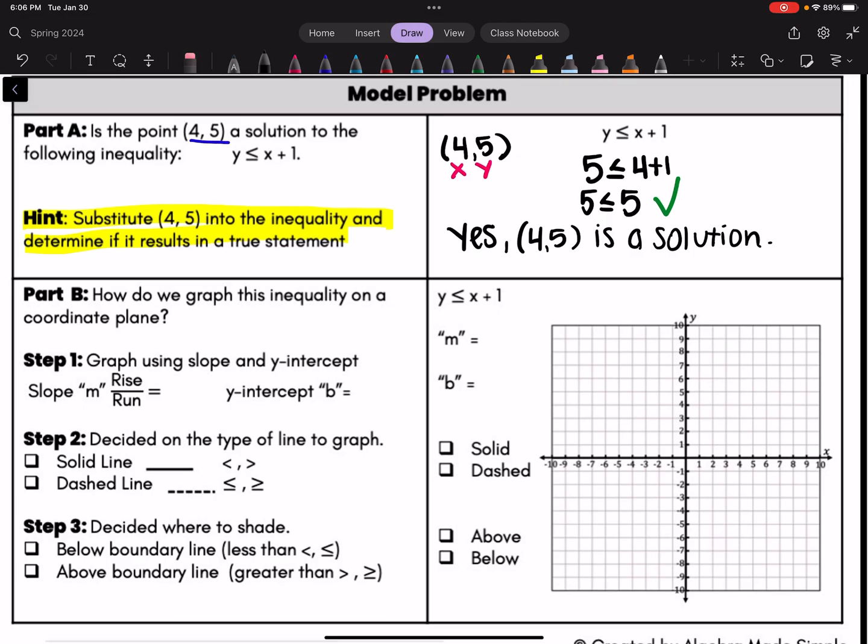So now let's go ahead and take that same inequality, y is less than or equal to x plus 1, and let's try to graph it on our coordinate plane. So our first step is that we want to identify our slope and our y-intercept. So slope is always our number that's in front of x, and our y-intercept is our constant on the end of our function. So if we're looking at y is less than or equal to x plus 1, my slope would be 1 over 1, and my y-intercept would be 1.